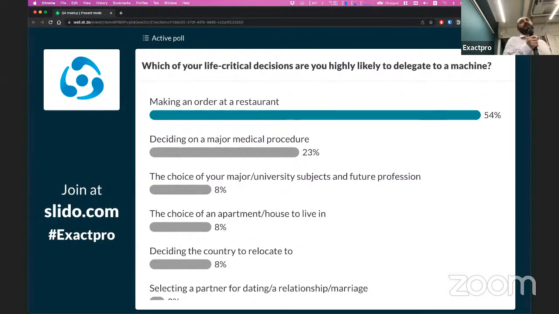Okay, medical procedure. Again, I understand people, because I understand nothing about medical stuff. So if a computer decides for you, maybe I would agree. And number 3 is the choice of, okay, someone already chosen. The choice of apartment. Yes, apartment or house, that's another issue I would easily delegate, because I travel a lot.